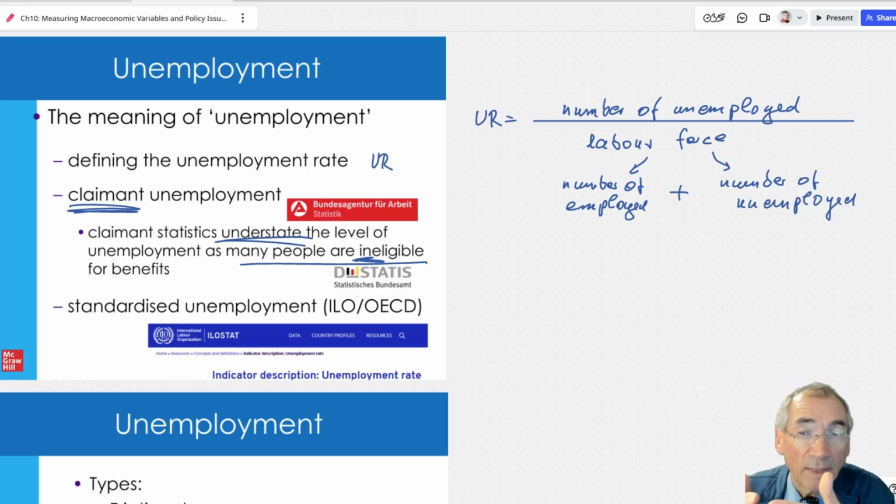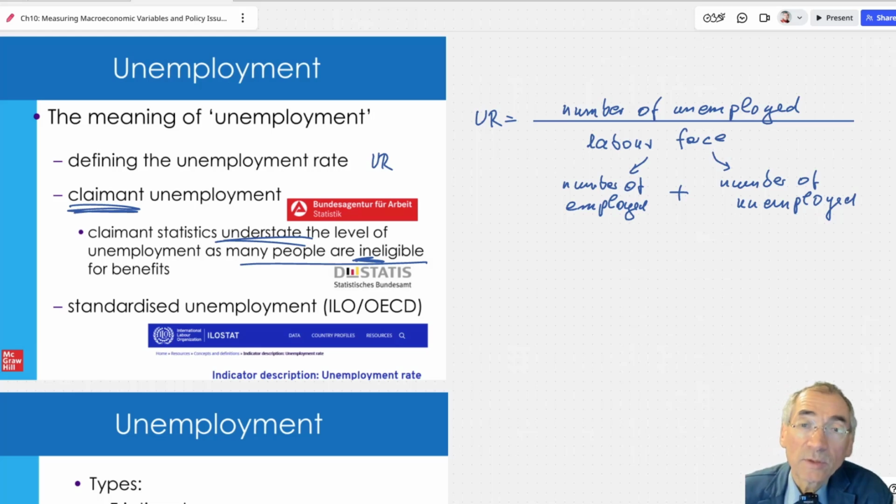Arbeitslosenversicherung, because they cannot go to the Bundesagentur für Arbeit or to the job center and say, hey, I'm unemployed. Also guys like me, public servants, because we are not a part of the system. So quite a huge number of people is not counted in this.